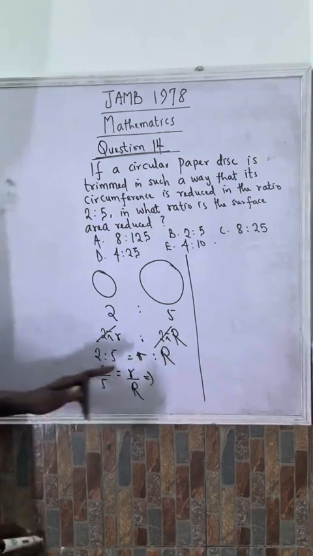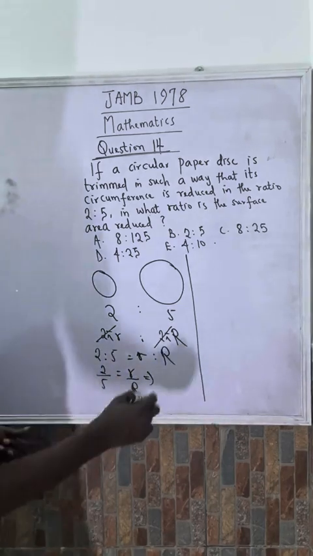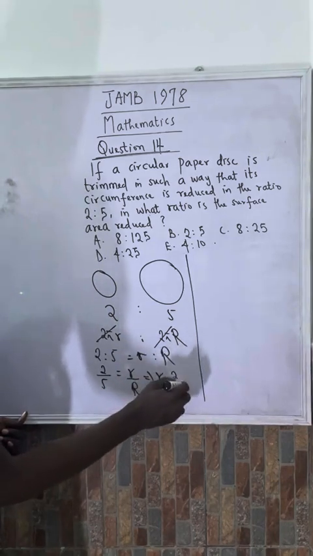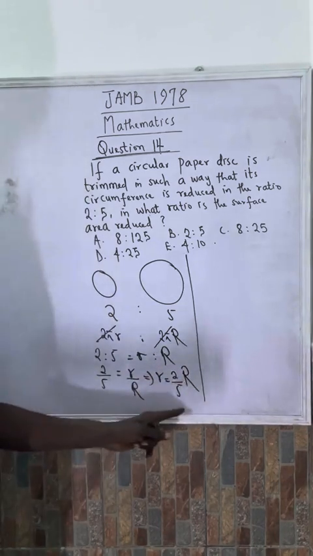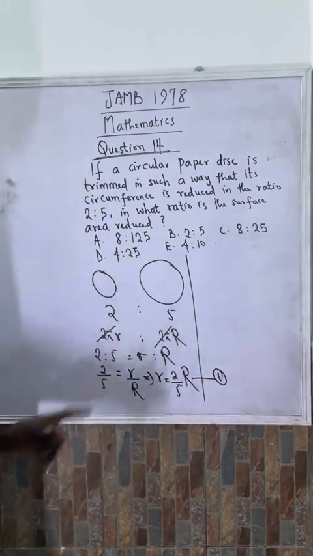Let me make small r the subject of the formula. If I multiply both sides by capital R, small r will be equal to 2/5 big R. So this is what I have for my small r. Let me call this equation 1.